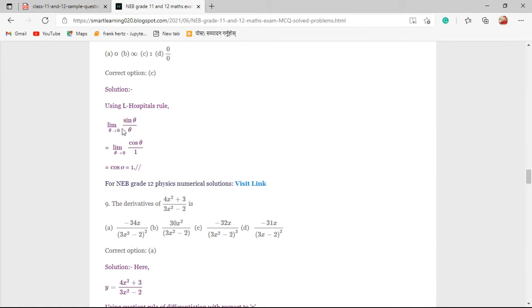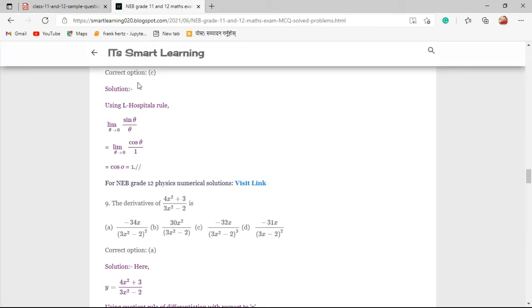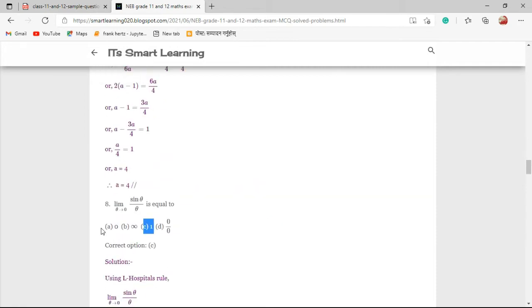L'Hospital's rule means find the derivative of both numerator and denominator, and then use the limiting value to get the answer. So I first used L'Hospital's rule and got this, and then I got cos theta, and the value of cos theta is equal to 1. So the correct answer is obviously C, that is 1. The correct option is C. In this way you can also solve question number 8.